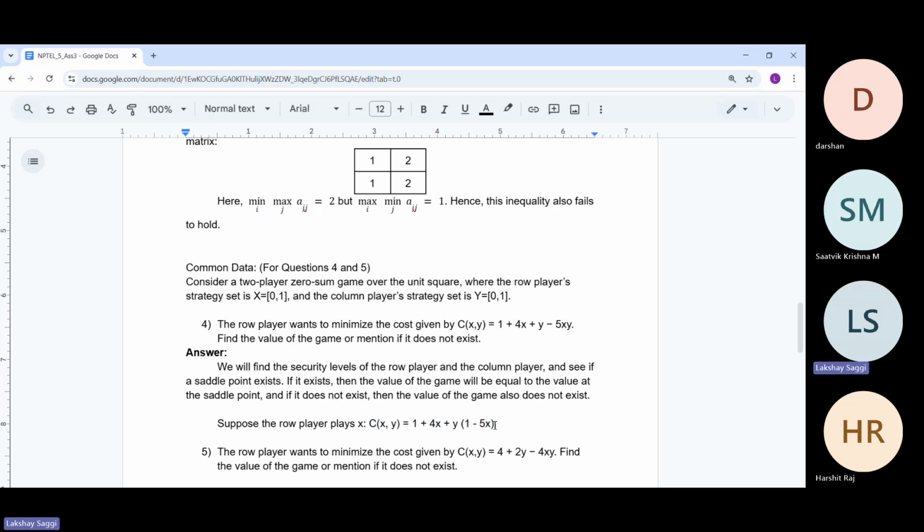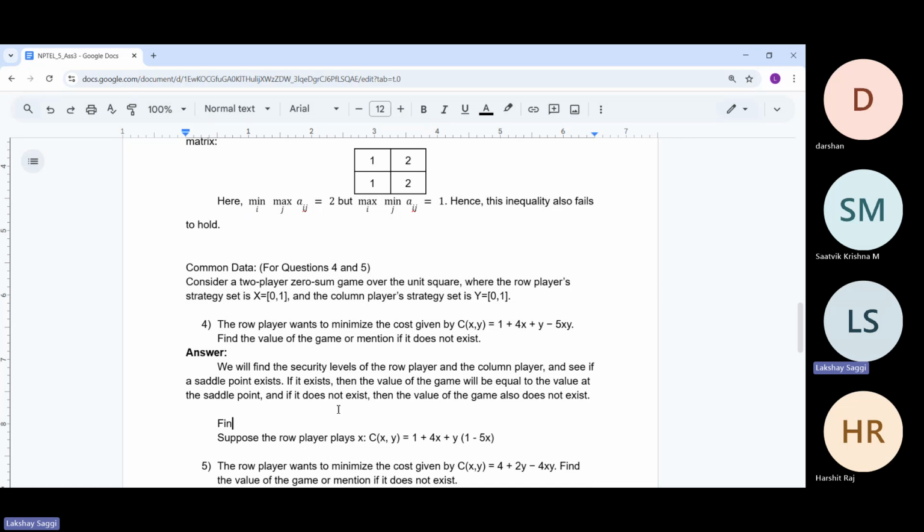And now, if the row player has played X, then the cost incurred by the row player is this. And when the row player plays X, the column player will also play Y. So what we want is something like this, the min max over... Okay, maybe I should try finding the security level for the row player. And what does this mean? Finding out the security level for the row player.